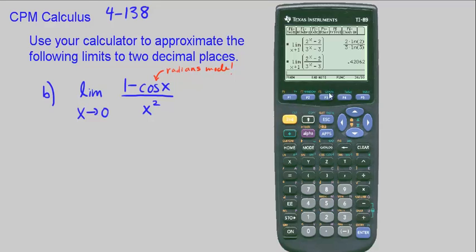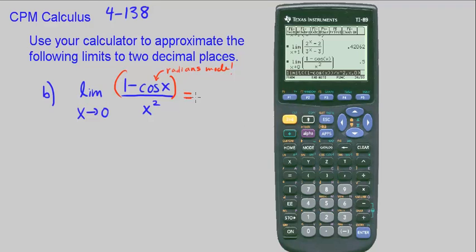Now I'm going to take the limit using my calculator. Limit, and let me write the expression. The numerator again goes in parentheses. Open parentheses, 1 minus cosine x. Close the numerator parentheses, divided by x squared. Comma, the variable we're taking the limit of, x, approaching the value 0. So comma 0. Close parentheses. This time I'm going to put the green diamond key, then enter to get the approximate value.